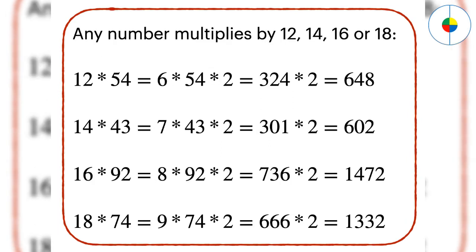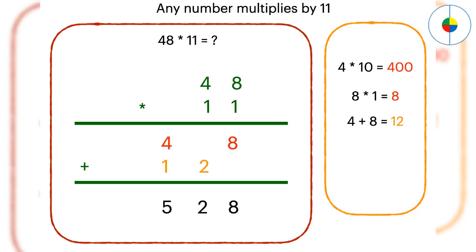Similarly, when you multiply any even number by 12, 14, 16, or 18, you can change to easier calculation. With more practice, this should be an easy task. When any number is multiplied by 11, you put the tens digit in the hundreds position and ones digit in the ones position, then you add the two digits and put the sum in the tens position. If the sum is greater than 10, you need to do regrouping.